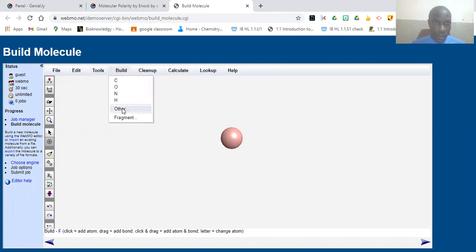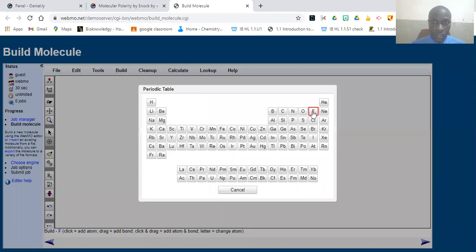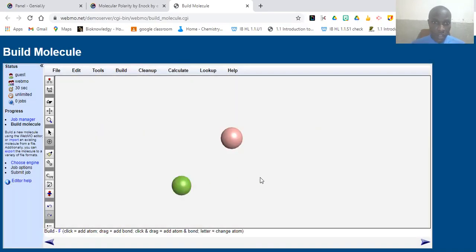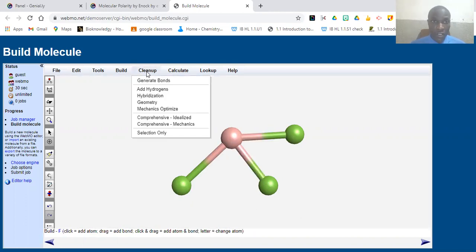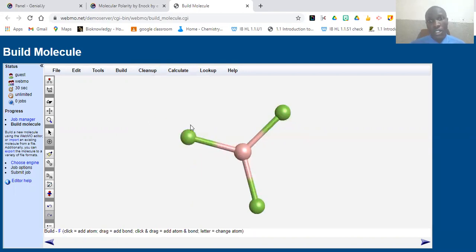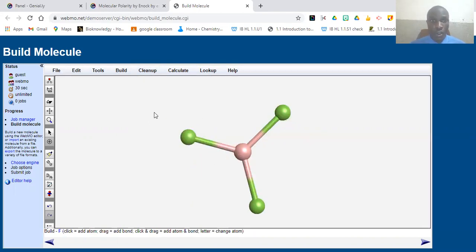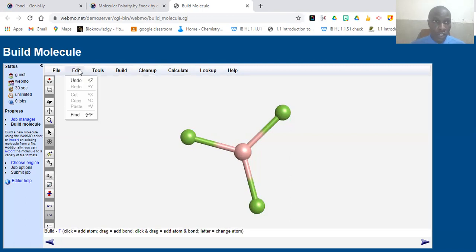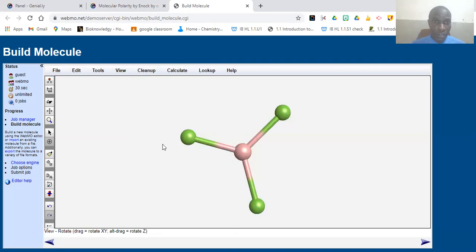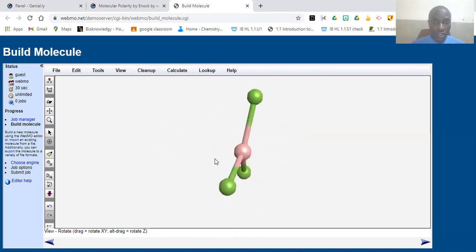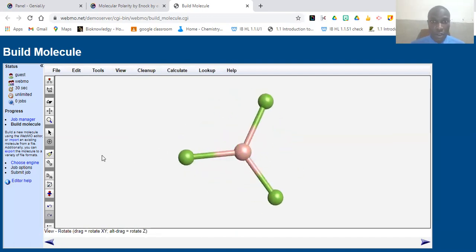Then add the fluorine. Okay, so we have that. So let's say there are three of them. Let's first of all get the idealized structure. So this would be the structure of boron fluoride. Let's try to rotate it and you see, which is a trigonal planar molecule.